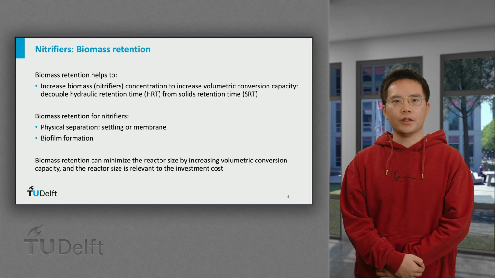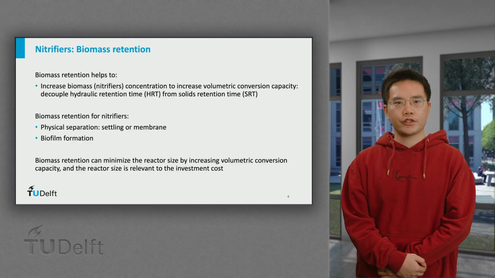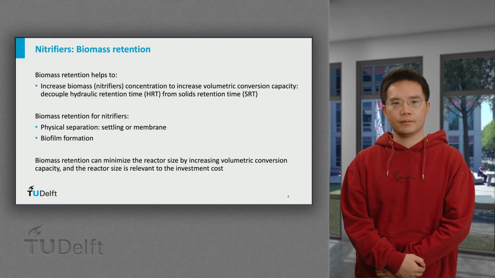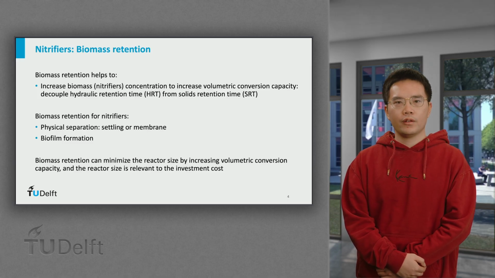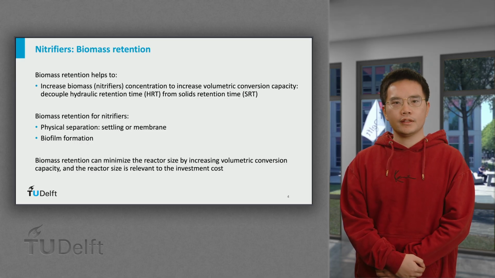As we have discussed before, biomass retention is another critical aspect in environmental biotechnology. For nitrifiers, retaining biomass helps increase their concentration in the reactor, which in turn increases the volumetric nitrification capacity. This happens because biomass retention allows us to decouple the hydraulic retention time, HRT, from the solids retention time, SRT. We can achieve biomass retention in two main ways: through physical separation or through biofilm formation. By increasing the volumetric capacity, we can design a smaller reactor, which helps reduce the investment cost.